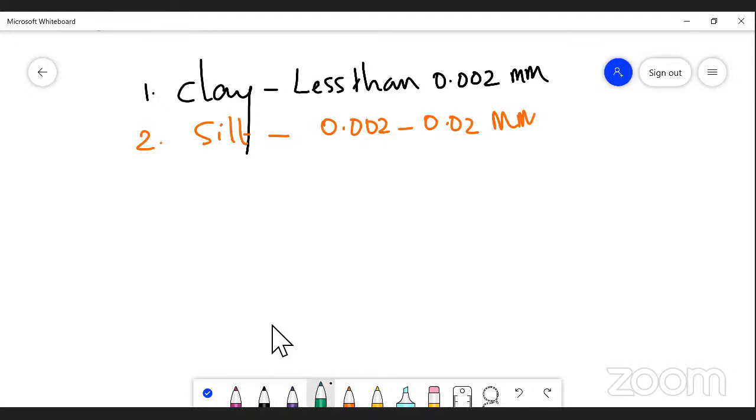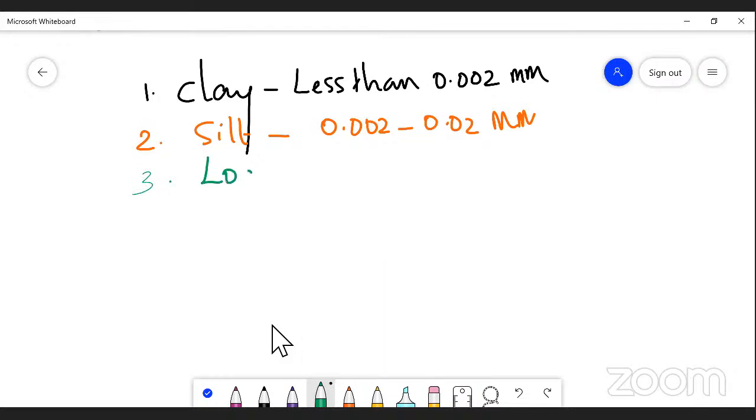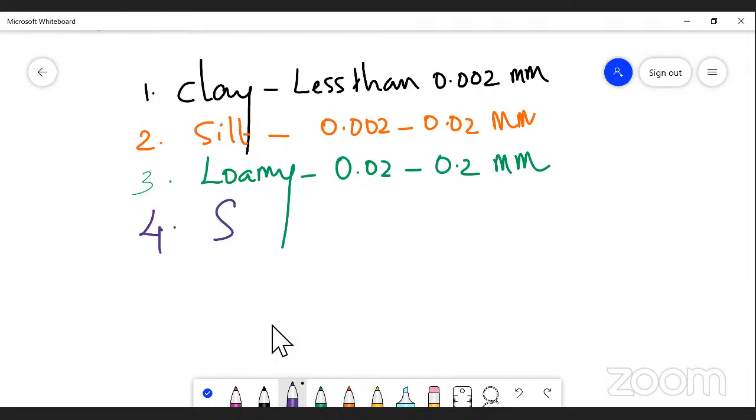Okay, third one. Let me take the third type of soil, that is loam soil or loamy soil. Loamy soil is also small in particle size. The size is 0.02 to 0.2 millimicron. Then the fourth type of soil is sand soil, which is 0.2 to 2 millimicron in size. So this is the size of the soil particles.